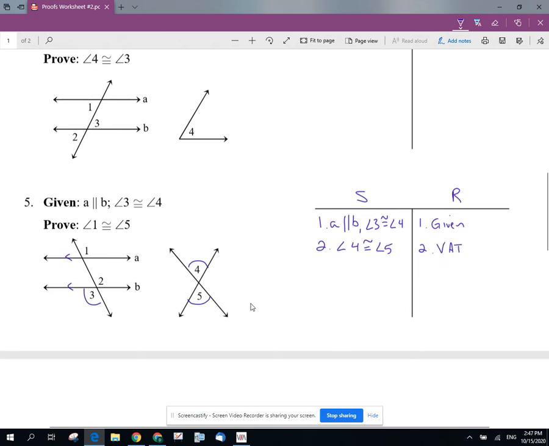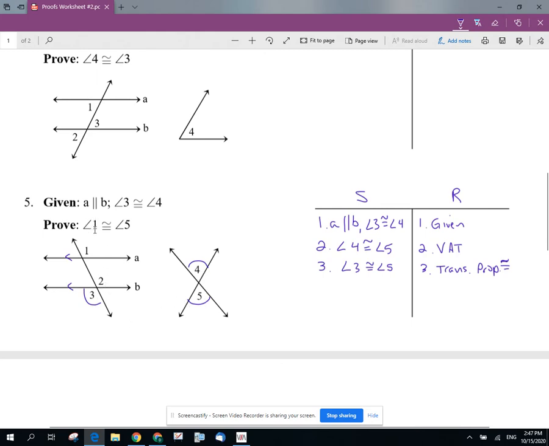VAT. Okay, well, now that you know that, if 3 is congruent to 4 and 4 is congruent to 5, then you could go with angle 3 is congruent to angle 5. Again, that's the transitive property of congruence. We already had that marked, so there's nothing additional to mark because we already had 3 congruent to 4, and now 4 is congruent to 5, so now they all have that single arc mark.